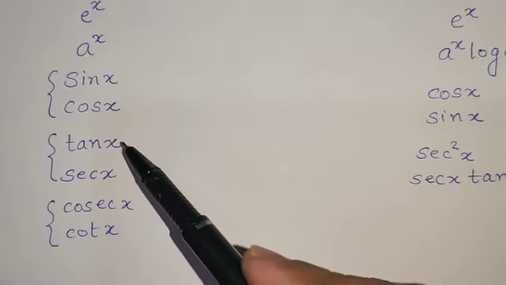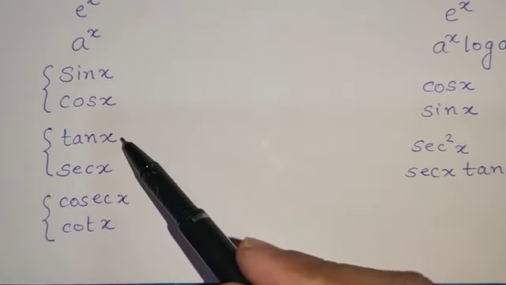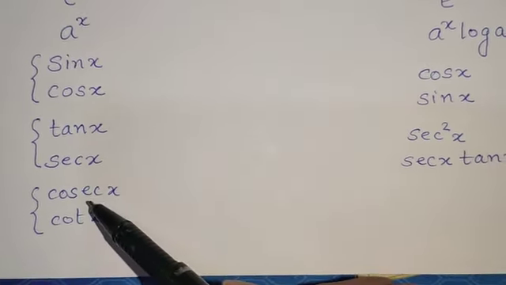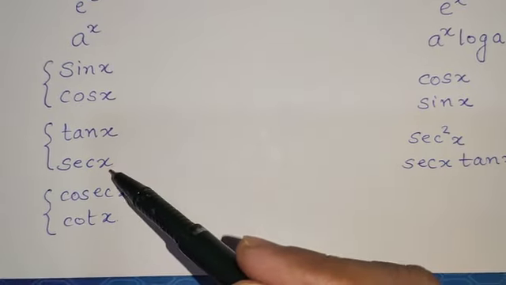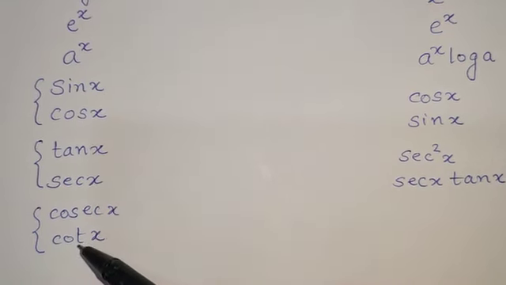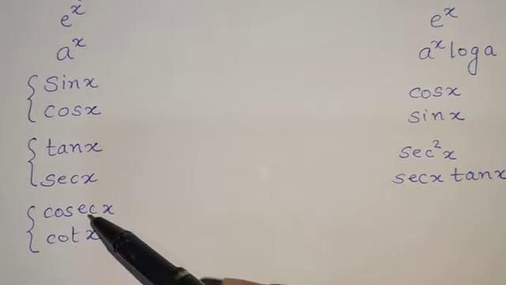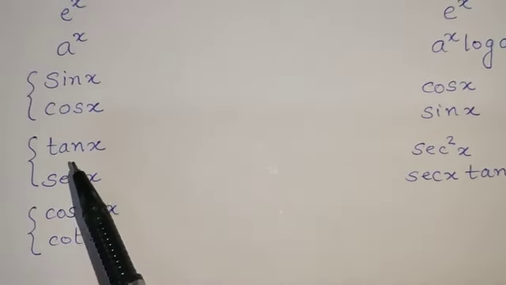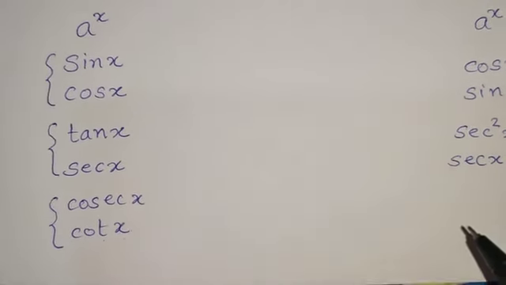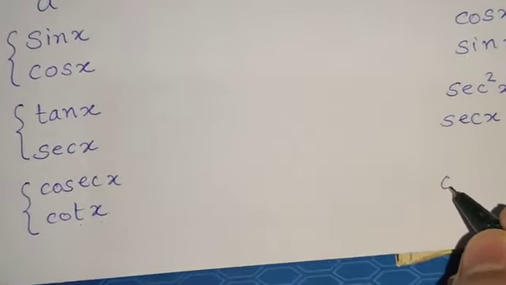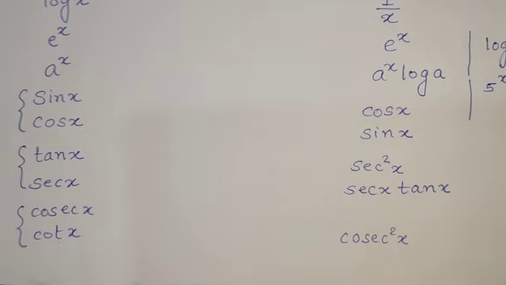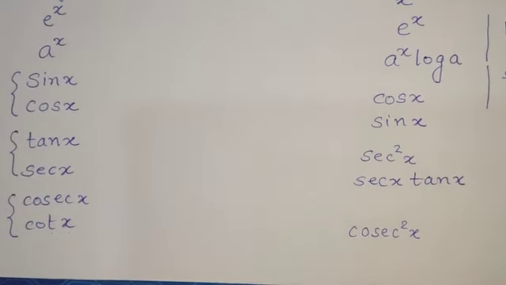Now if you write 1 upon tan x, just like tan x it is cot x, and just like sec x it is cosec x. So the pair tan and sec goes the same with cot and cosec. The derivative of tan involves sec, so similarly the derivative of cot will involve cosec, and the formula remains the same. Tan has derivative sec square x. Similarly cot x, its pair is cosec x, so its derivative will be cosec square x. This is the simplest way to remember them: tan sec square x, cot cosec square x.